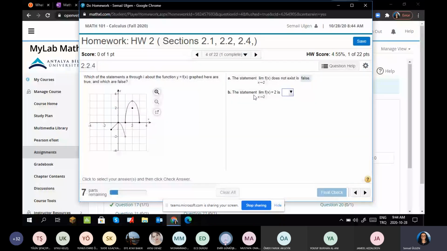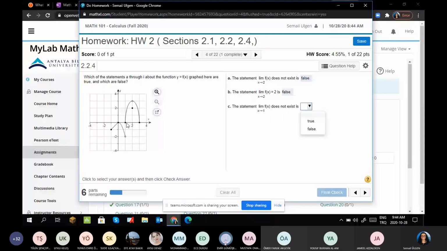Okay, next part. The statement limit as x goes to 2 of f of x is equal to 2 is obviously false, right? Because it is 3. It's not 2, it is 3.